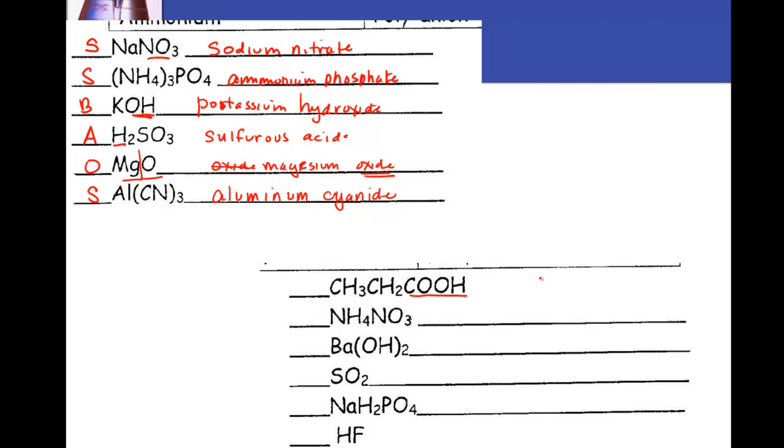Here we have a compound ending in COOH, and this is an acid, this is an organic acid, and this is propanoic acid. And I hope I spelled it right. Here we have ammonium nitrate. Again, this is a salt. Here we see that OH group. This is barium hydroxide. And this would be a base.